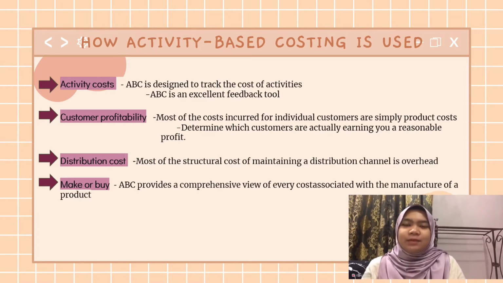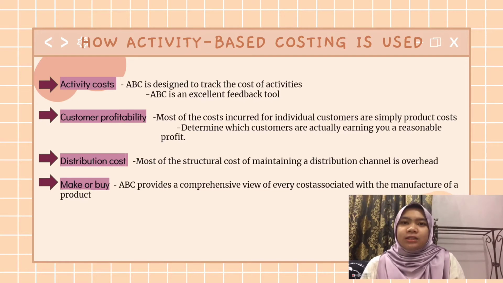Secondly, customer profitability. As we know, most of the costs incurred for individual customers are simply product costs. So an ABC system can help you to determine which customers are actually earning you a reasonable profit. This analysis may result in some unprofitable customers being turned away.